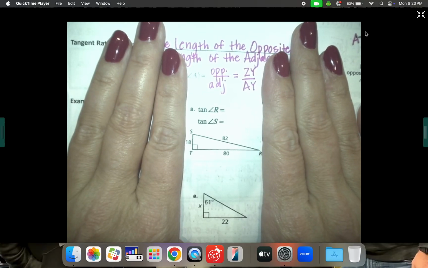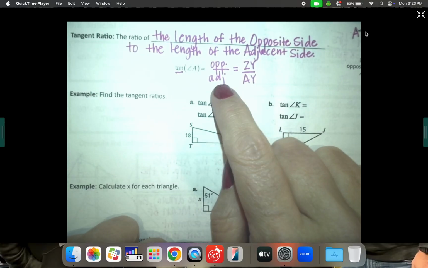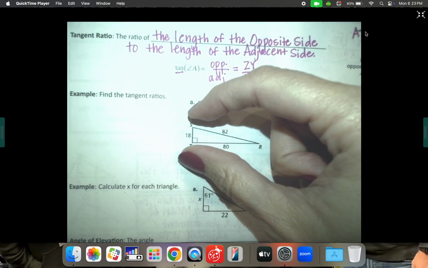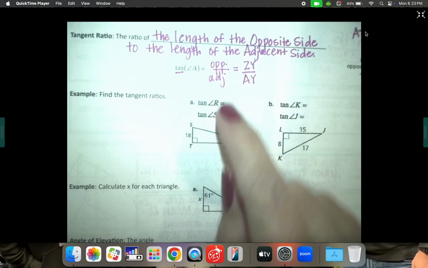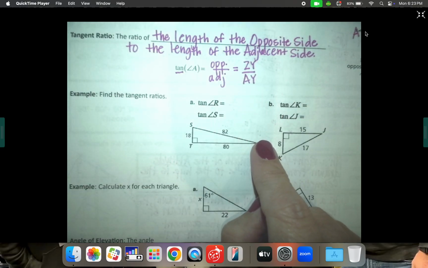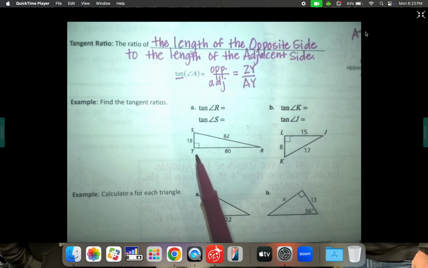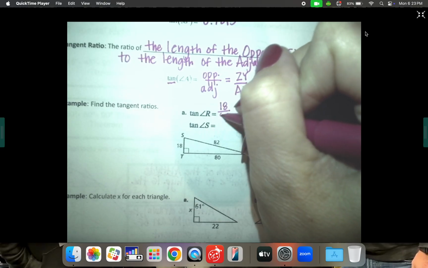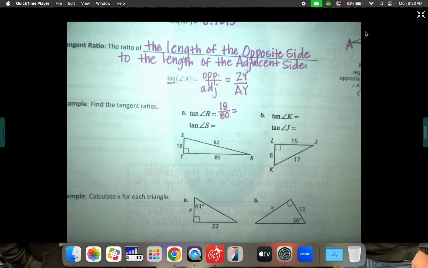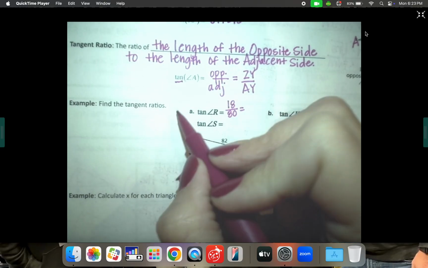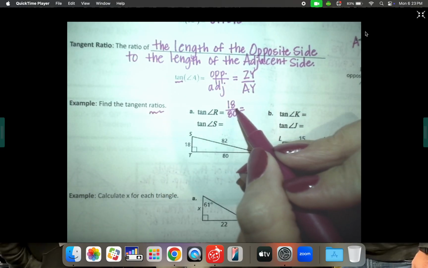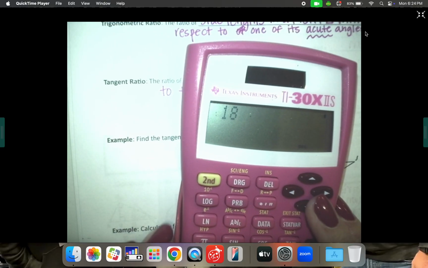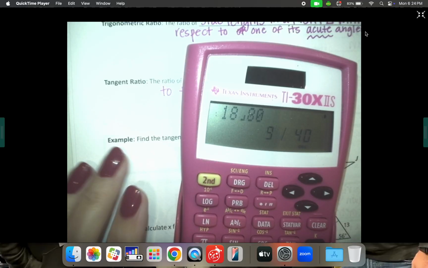The tangent of angle R, remember tangent is opposite over adjacent. So find R. Opposite R is 18 over adjacent. Which one's adjacent? It's not the hypotenuse. So it's the other leg. So 18 over 80. I do think you're going to have to always simplify if that's possible. So 18 over 80, since we're leaving it in ratio form, I still want you to leave it a fraction, but we're going to simplify it. So 18/80ths, I don't even know, is 9/40ths.